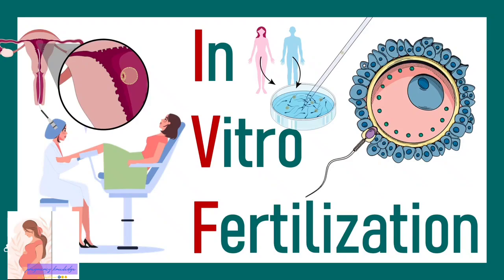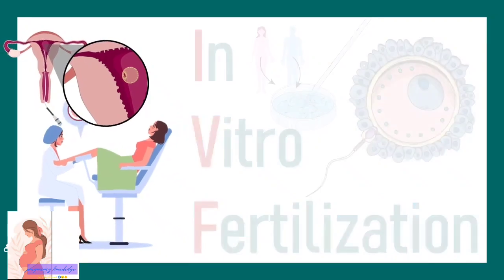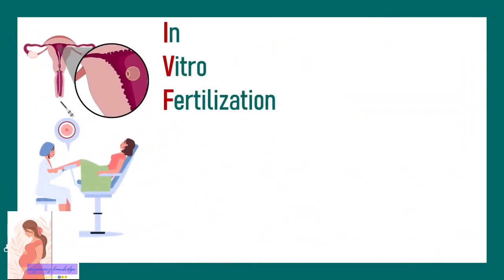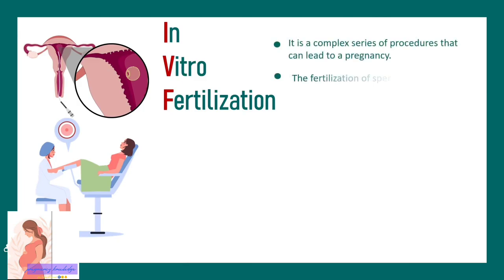In this video, we'll be talking about in vitro fertilization. In vitro fertilization is a complex series of procedures that leads to pregnancy. Here, the fertilization of sperm and the ovum happens in a petri dish outside the body. Hence, it is in vitro, not in vivo.